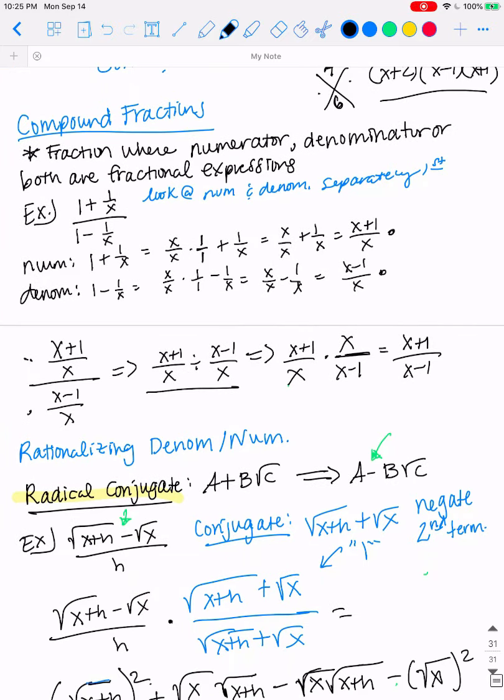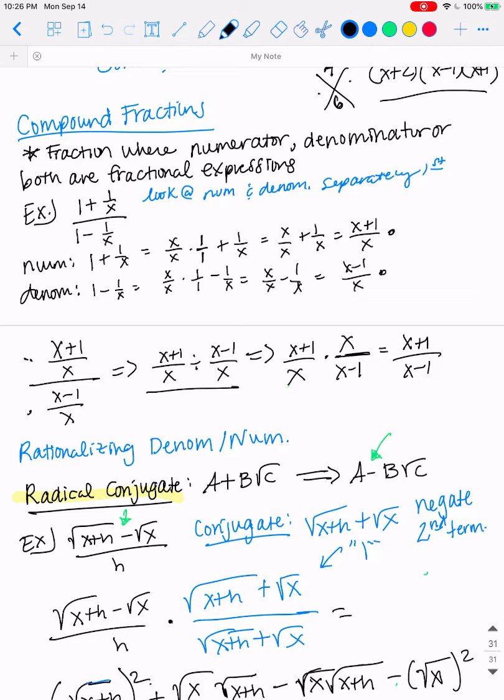So for compound fractions, these are fractions where the numerator, denominator, or both are fractional expressions. So here for our example, we're going to look at the numerator and denominator separately first. So we're just going to look at our numerator. We have 1 plus 1 over x. So we're going to combine these by doing our common denominator. We multiply 1 over 1 times x over x. And then this gets us x plus 1 over x.